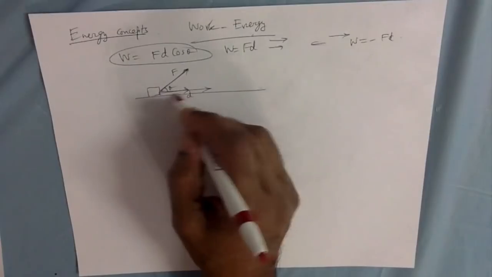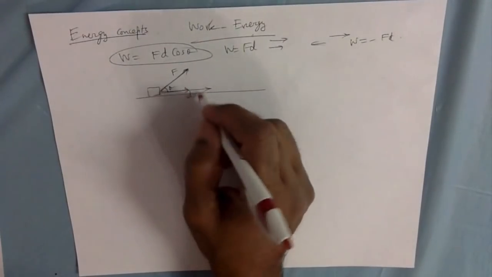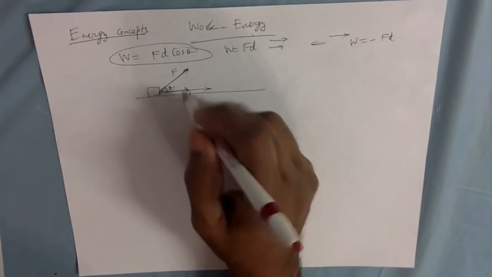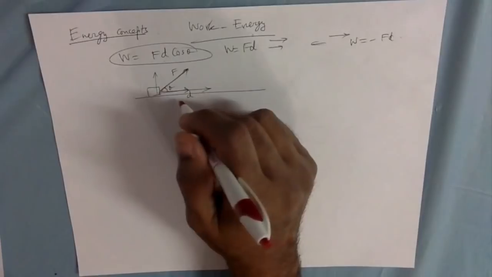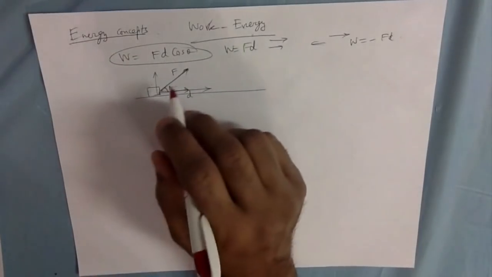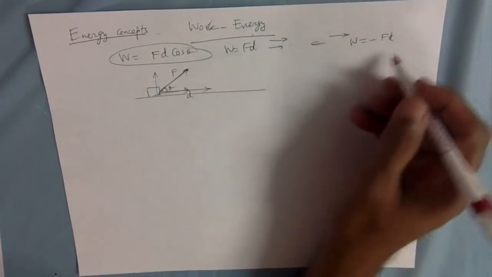F cosine theta gives you the horizontal component, and then you multiply it by the displacement, and that will get you the work done. This vertical component, F sine theta, does not do any work. Okay, keep that in mind. And FD, the concept is clear.